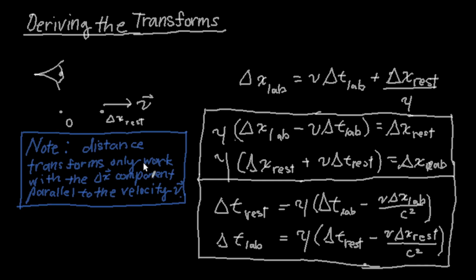One thing in particular to note is that distance transforms only work with the x component that's parallel to the velocity v. So for example, if you're looking at a train car proceeding directly away from you, the width and the height of the train car would not appear to transform, because the directions in which they point are perpendicular to the velocity of the train.